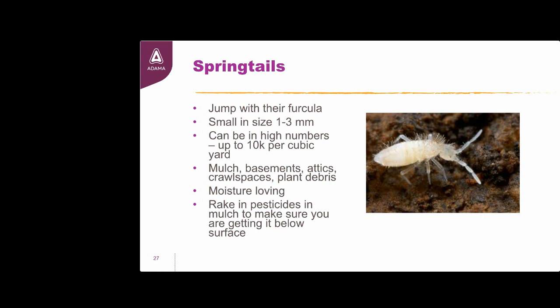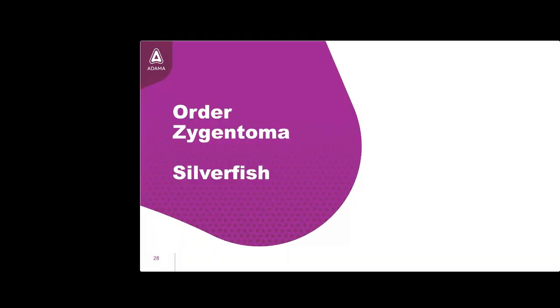Super moisture loving. So when we're talking about springtails, we're going to really want to focus on reducing moisture, and make sure you rake back the mulch and put your pesticide, your products, into the soil underneath the mulch where springtails are living, and that'll help you get better control.